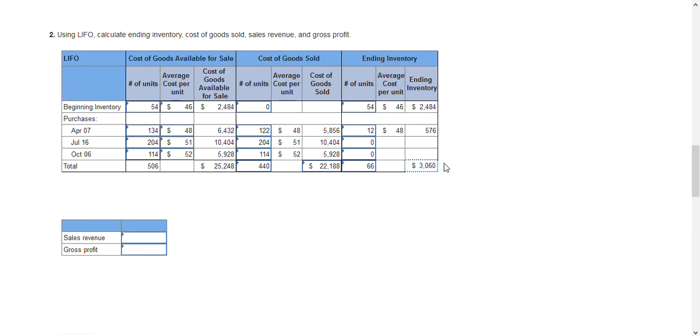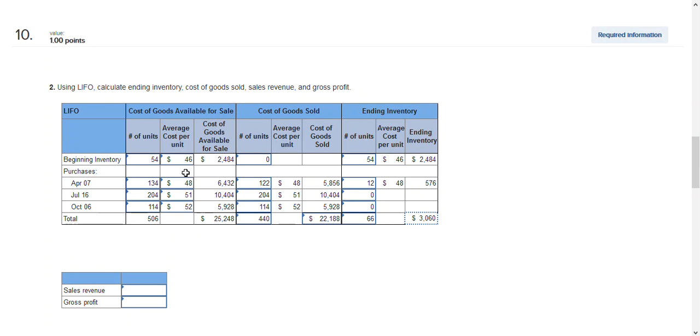A couple of things to point out, and I've already pointed out that this first part is the same no matter what you do. The cost of goods sold and the ending inventory, the values are going to be different, but the actual number of items is not going to change. So if you sold 440 items, then it's going to be 440 items under here, regardless if it's LIFO, FIFO, whatever. And then your ending inventory, if you had 66 left under one inventory valuation, you're going to have 66 left in all of them. It just will be a different 66.